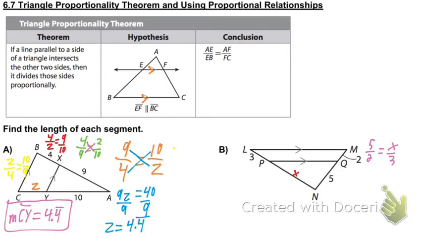So from here we would cross multiply. 5 times 3 is 15. 2 times x is 2x. 2x divided by 2, x equals 7.5. Yep.